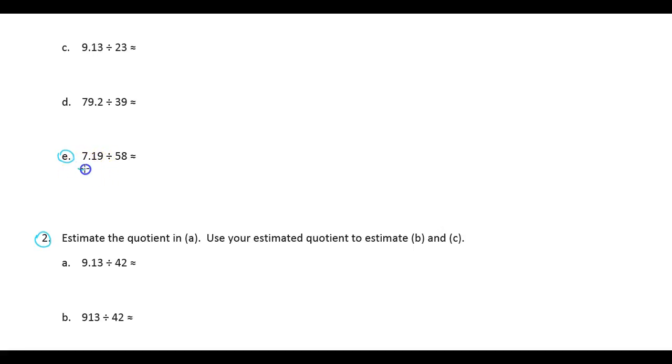So we could make this into 7 and 2 tenths and say that we are dividing by 60. Another way, potentially, to look at this would be to say, instead of going on up to 60, let's try one going down. Let's turn this into a 50.